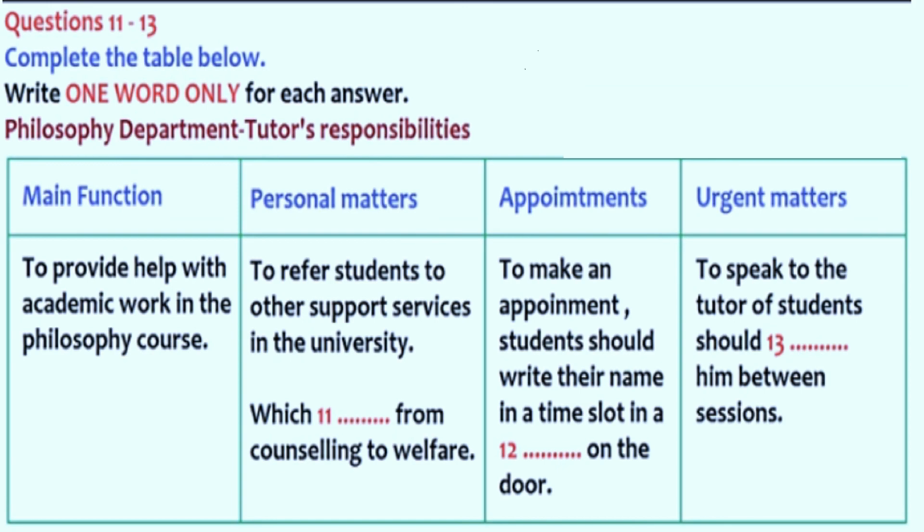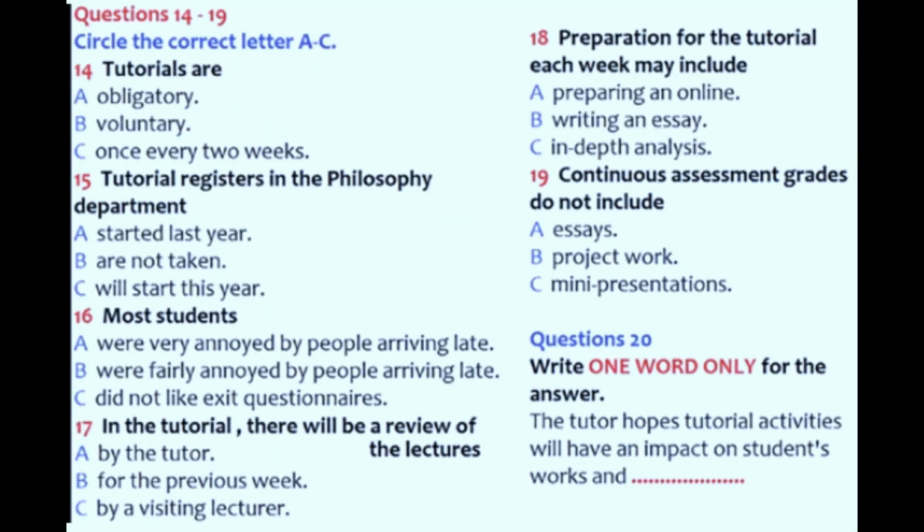Before the talk continues, look at questions 14 to 20. As you listen to the second part of the talk, answer the questions. For questions 14 to 19, circle the correct letter, A, B or C.